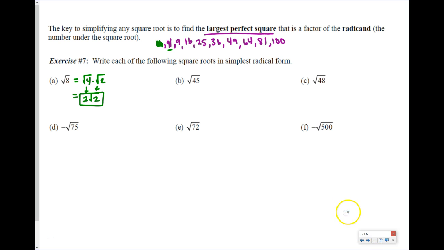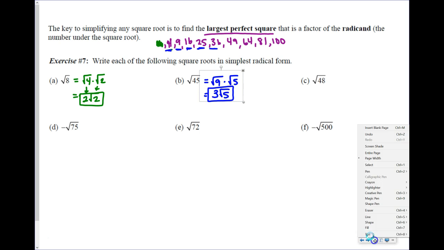Let's move on to the next one, 45. First of all, does 4 go into 45? No. Does 9? Yep, 9 goes into 45. Does 16? No. 25? No. 36? No. So I'm going to stick with 9. So 45 is the square root of 9 times the square root of 5. Now, what does the square root of 9 turn into? A 3. The square root of 5 can't be simplified anymore, so there's my reduction. All right, letter C.